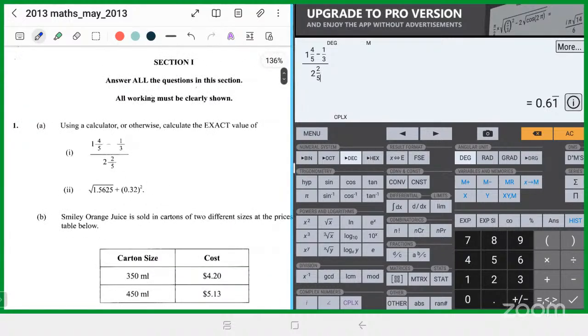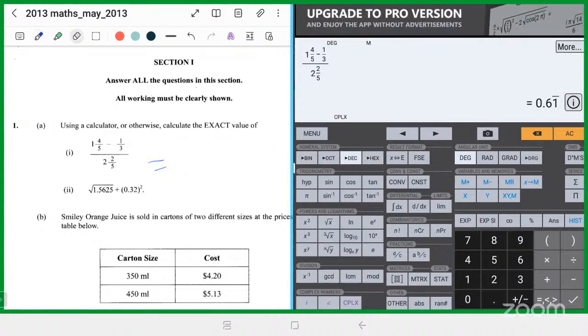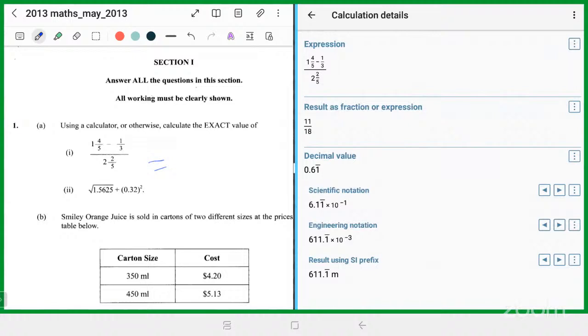Then a mixed number of 2 and 2/5, and they want the answer as a fraction. So that's not the exact value, so they cannot give the 0.61. The bar up here means that it is a repeating 61, that means 61, 61, 61, and so on. To see it as a fraction, your calculator should give it to you as a fraction, and this is what they're looking for.